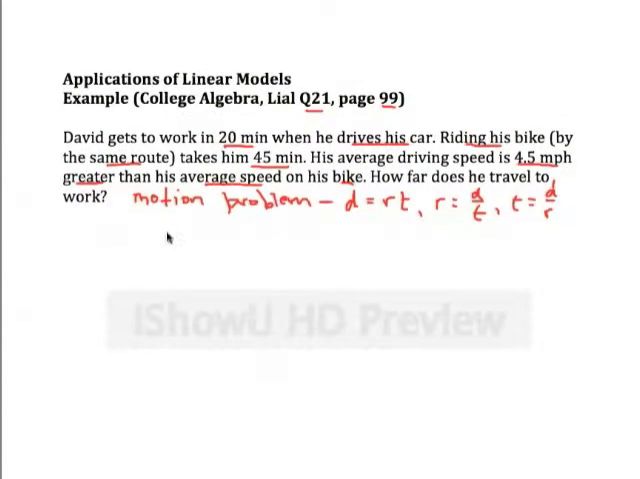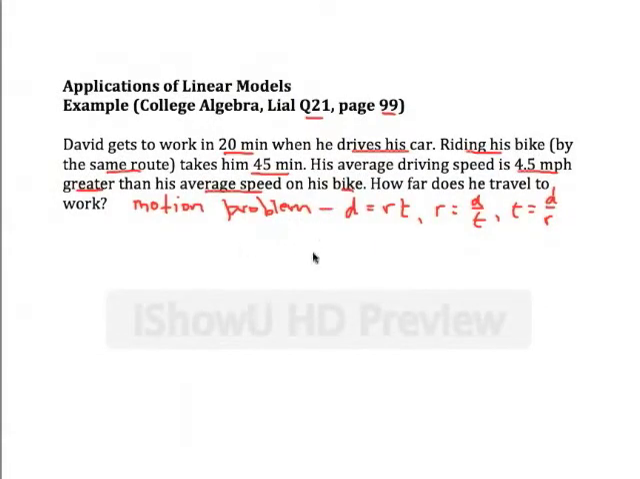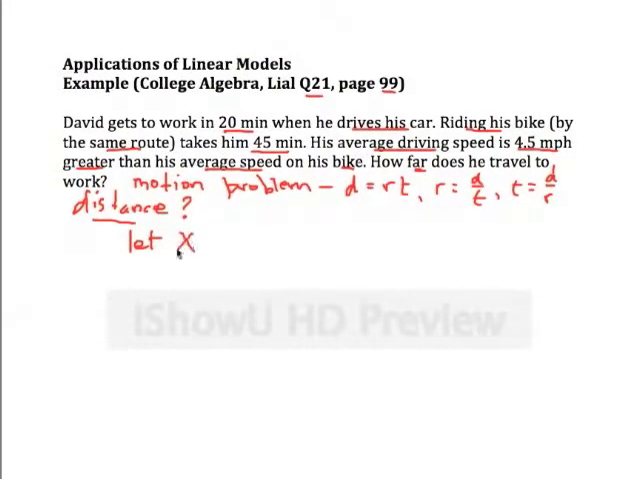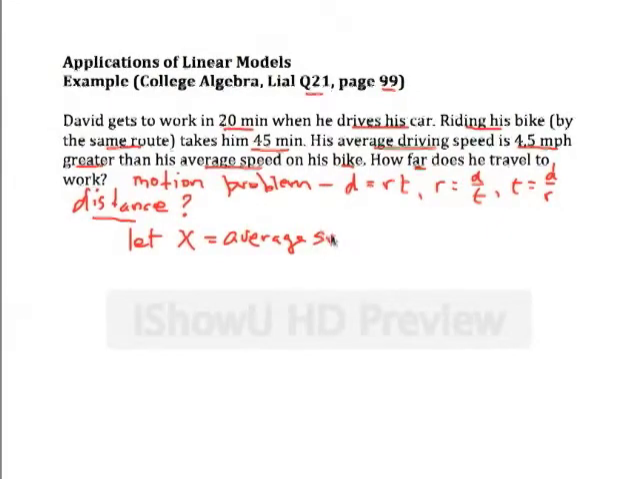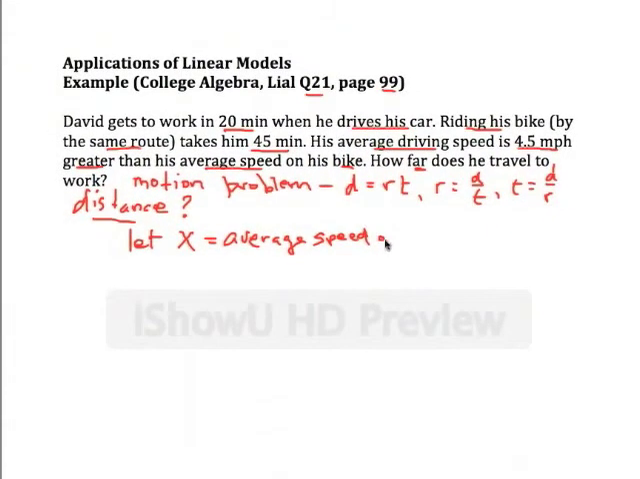Now, the words give you a key on what you need to use as a variable and what it is you need to find. You need to find how far, so you're looking for the distance. Let's keep that in mind. Distance is the thing that we want to know. Now, the thing that we do know is this, that his average driving speed is 4.5 miles per hour greater than his average speed on his bike. So notice that the average speed driving is in terms of the average speed on his bike. So that gives us a clue as to saying let x equal the average speed on the bike.